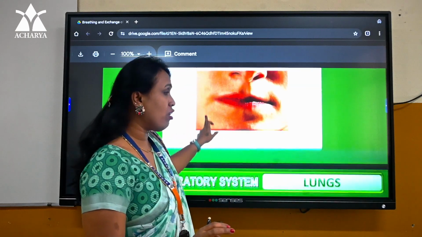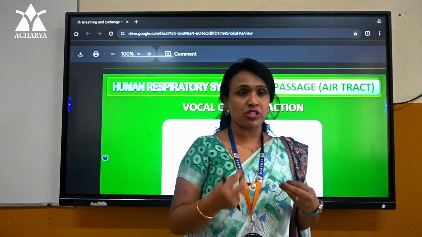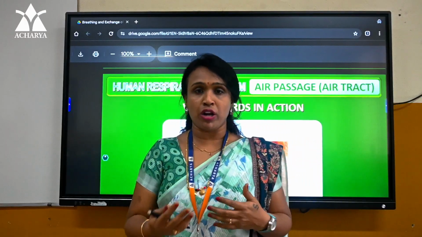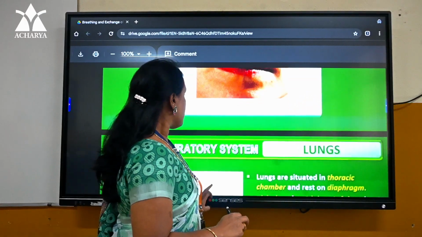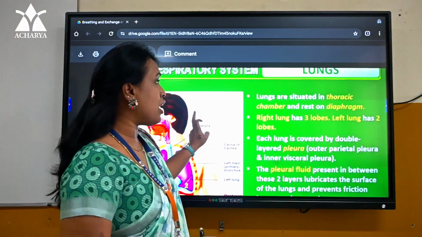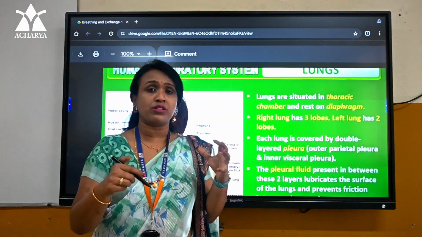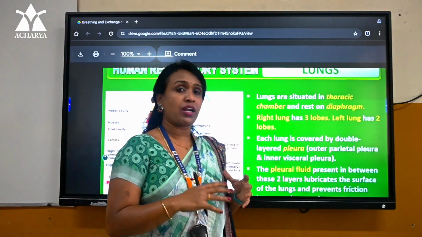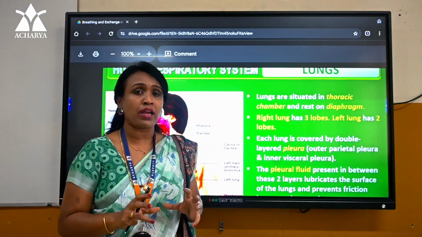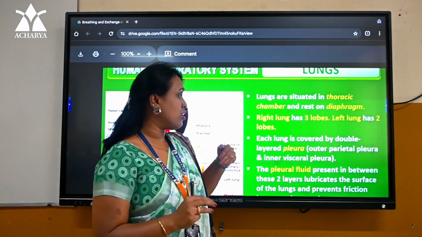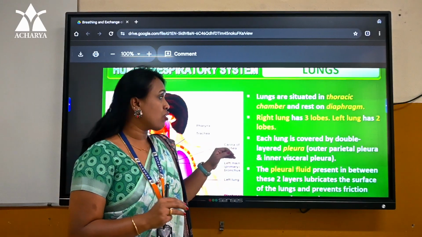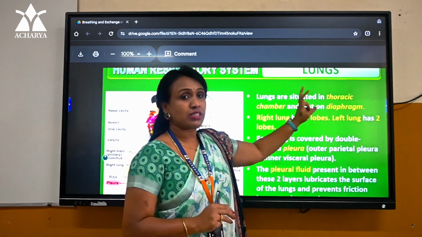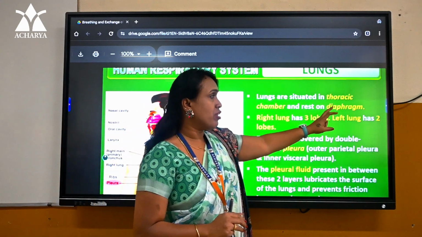The vocal cords are the structures present inside the sound box which help in the production of sound. Next, coming to the lungs. Lungs are balloon-like structures, highly vascularized and covered by the pleural membrane, and they are supported by various rib bones, and on the dorsal side by the vertebral column bones. They are present in an airtight chamber created by the thoracic cavity and rest on the diaphragm.